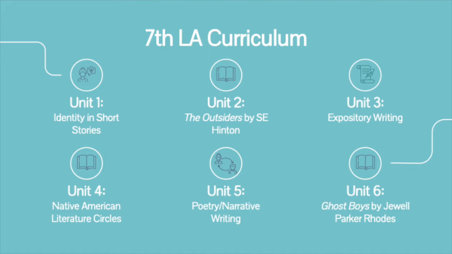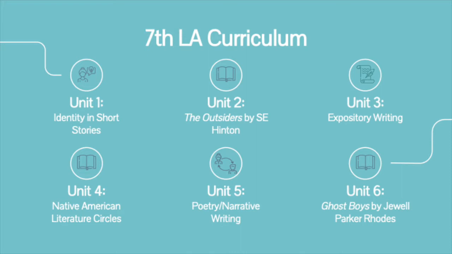Unit 4 is all about Native American literature circles, and a literature circle is about 6 texts that we do not have time to read collectively. So students get to choose amongst the books which ones they're actually most interested in exploring. This year, all of them will be written by Native American authors, and they are about Native American topics, generally modern Native American topics.